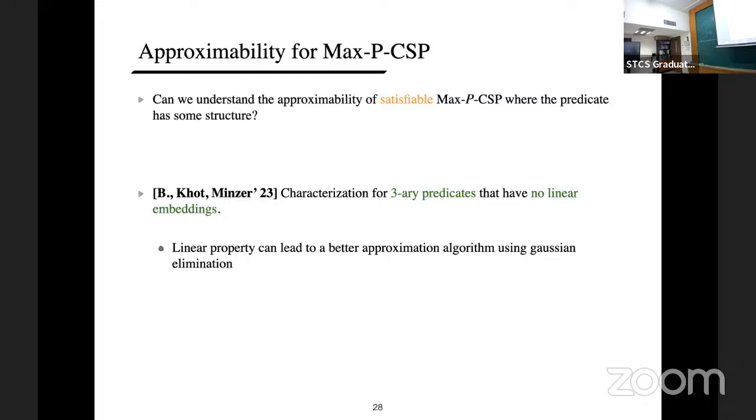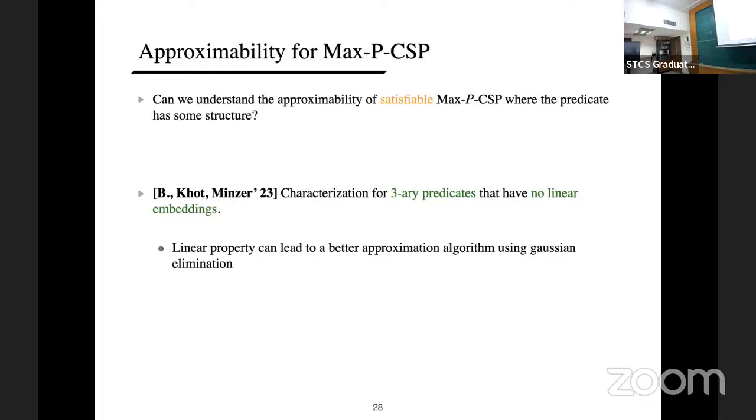And is 3 special? 3 is special because of the kind of technical and analytical result that we want to show; we could only show it for 3. So I'll state the analytical result. The 3 is coming from the fact that we could only show it for 3, and we put forth the hypothesis that in general it is true for any theory predicate. If that is true, then you would also get a characterization for theory predicates which have no linear embedding. And this is under UG. Again, you can't have UG because we are only working with satisfiable instances.